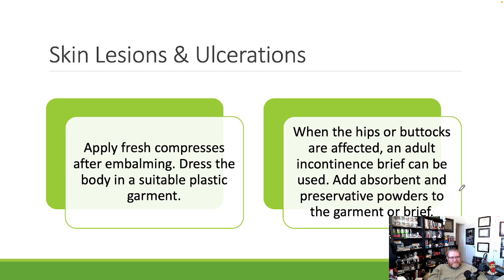Apply fresh compresses after embalming. Dress the body in a suitable plastic garment. And when the hips or buttocks are infected, an adult incontinence brief can be used. Add absorbent and preservative powders to the garment or brief. Fancy way of saying, if you need to, and what most funeral homes do as a best practice, is they purchase adult diapers, Depends, etc., in a couple of different sizes, and then they use those on all of their cases, especially when they're dealing with something like a bed sore, and then on top of that, they will also use a plastic garment.